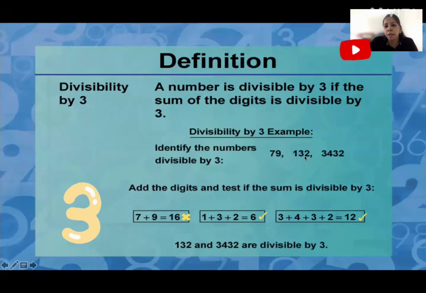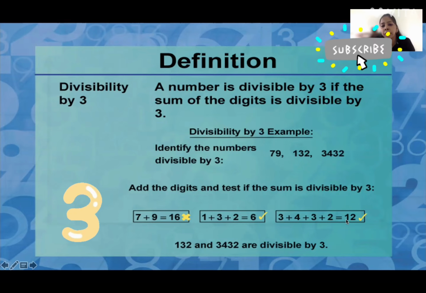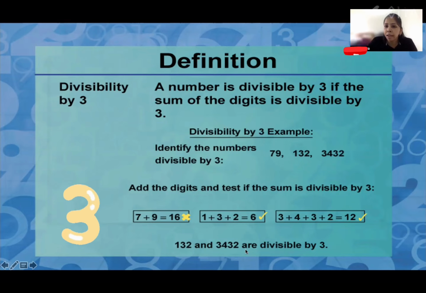Next one is 132. 1 plus 3 plus 2 is equal to 6, and 6 is divisible by 3. Next one is 3432. 3 plus 4 plus 3 plus 2 is equal to 12, and 12 is also divisible by 3. So 132 and 3432 are divisible by 3.